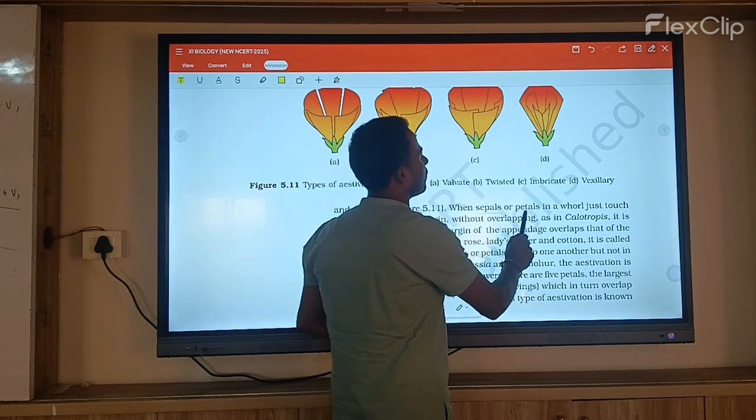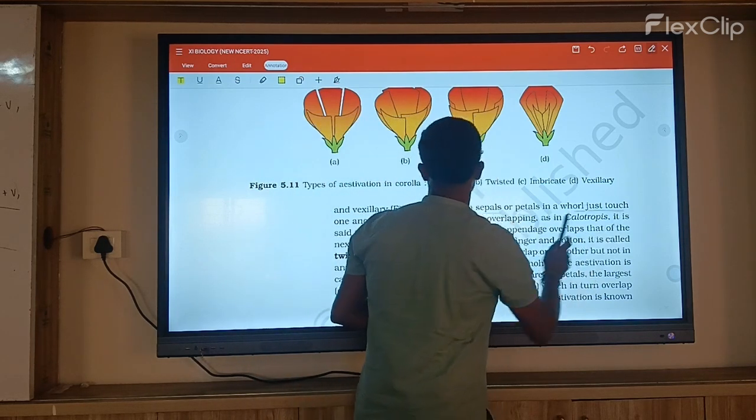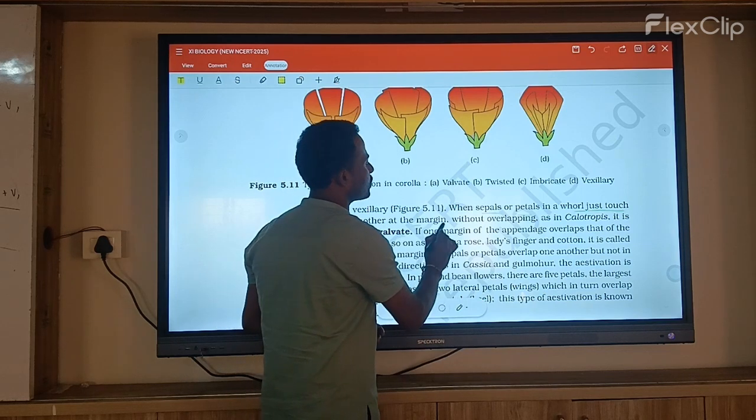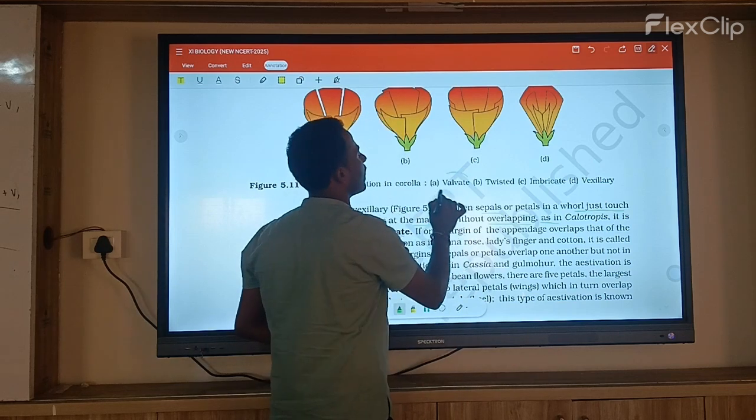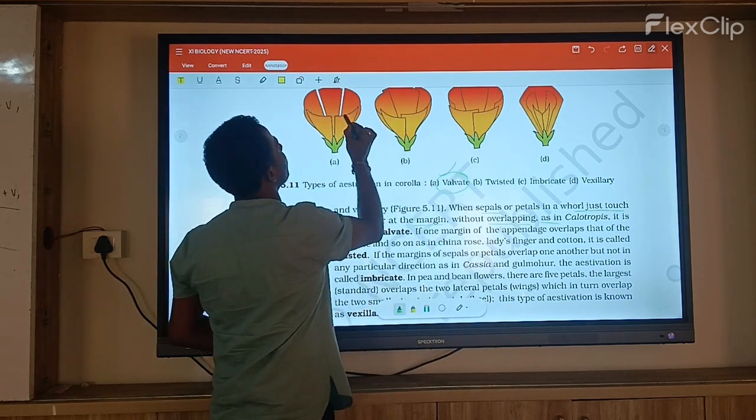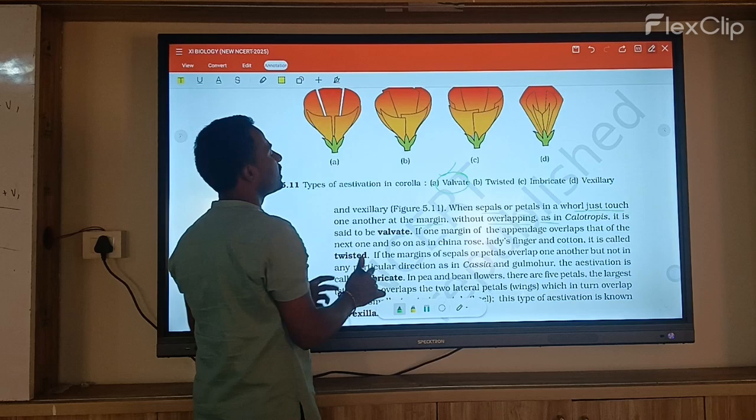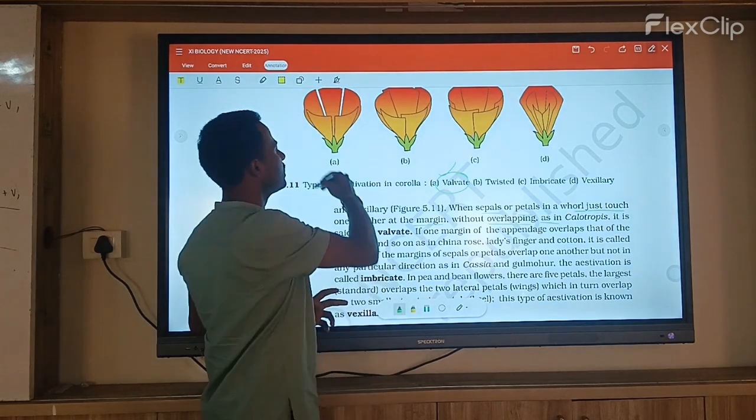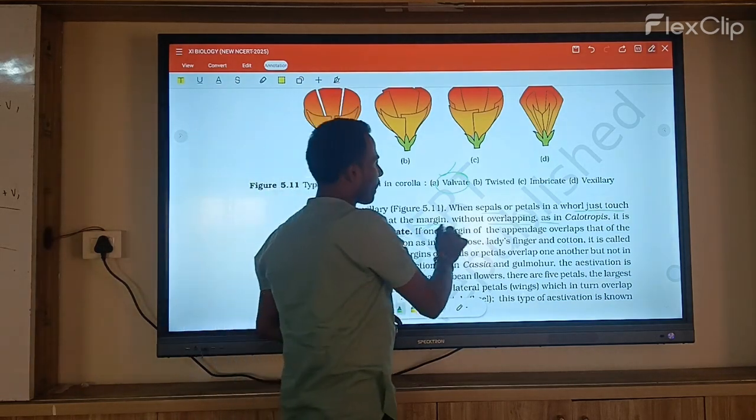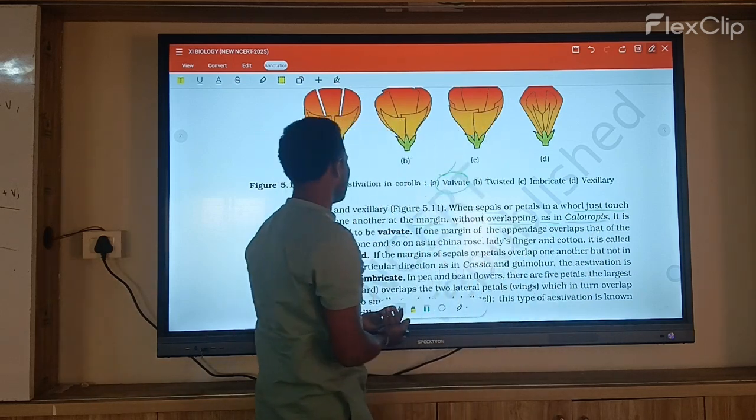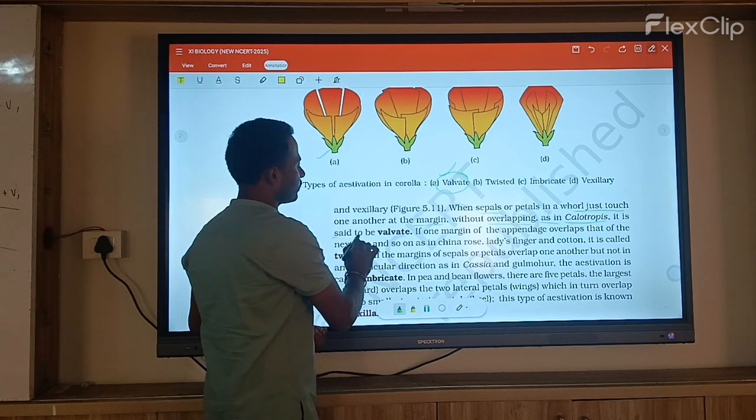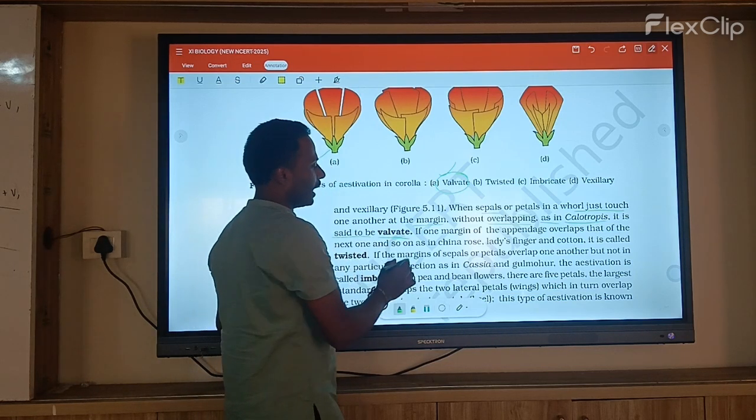When the sepals or petals in the whorl just touch one another at the margin without any overlapping, such kind of estivation is called valvate estivation. See, these five corners are arranged without overlapping. The best example is Calotropis, which is said to be valvate.